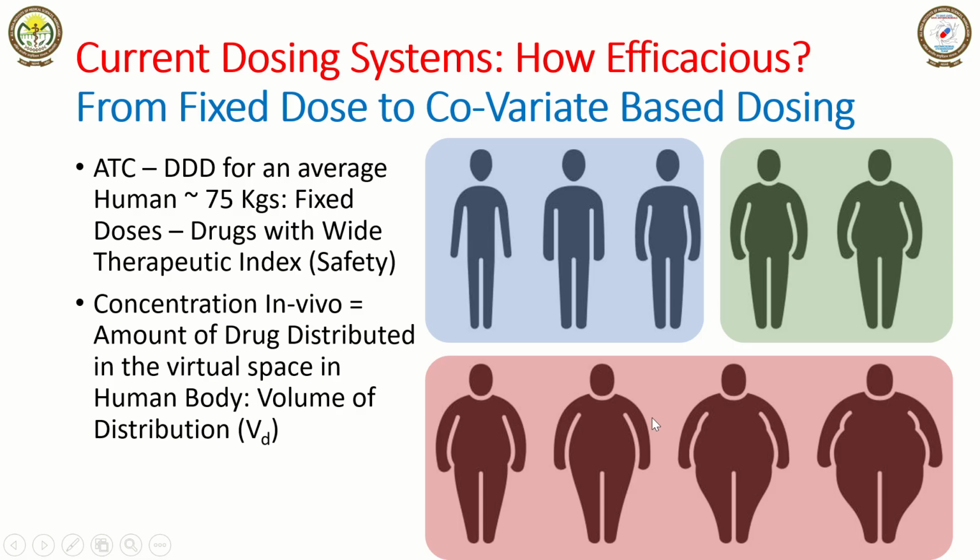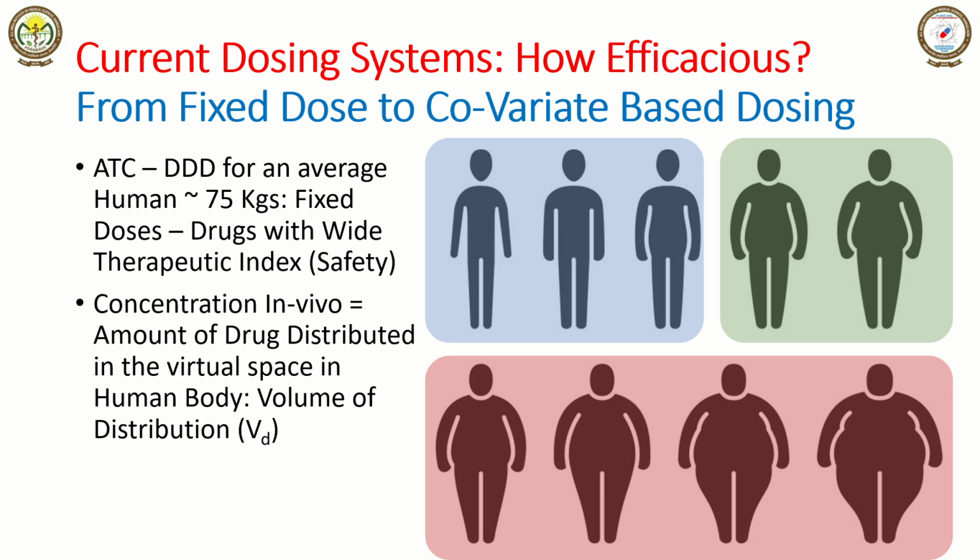We know that as per the current dosing systems, the WHO or the Anatomical Therapeutic Classification defined daily doses, the dosings will be different for individuals with different structures, whether a lean or thin person, a person of medium build, or a person with a heavy build. So it all depends on the volume of distribution, that means the virtual space in the human body in which the entire antibiotic gets distributed.